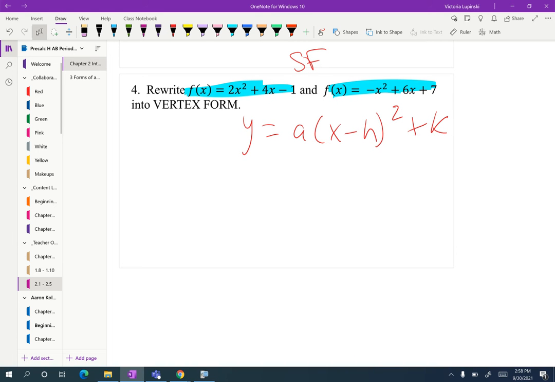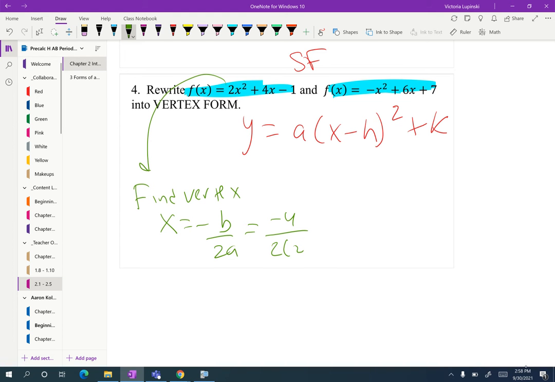In order to take something from standard form and put it into vertex form, you are going to do the following. Step 1, you are going to find the vertex. Remember, if you're finding the vertex in standard form, it's -b over 2a. So if you do -b over 2a, you're going to get -4 over 2 times 2. That is going to give you -4 over 4, which is going to give you a value of -1. You're going to take that -1, you're going to plug it back in for each of these x's. Very carefully calculate the corresponding y value, which in this case is -3.